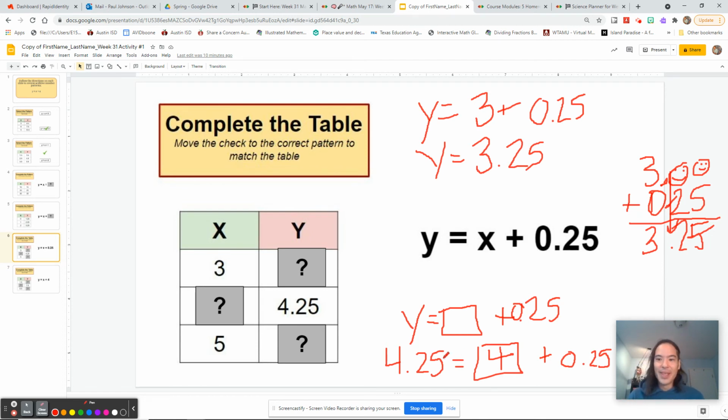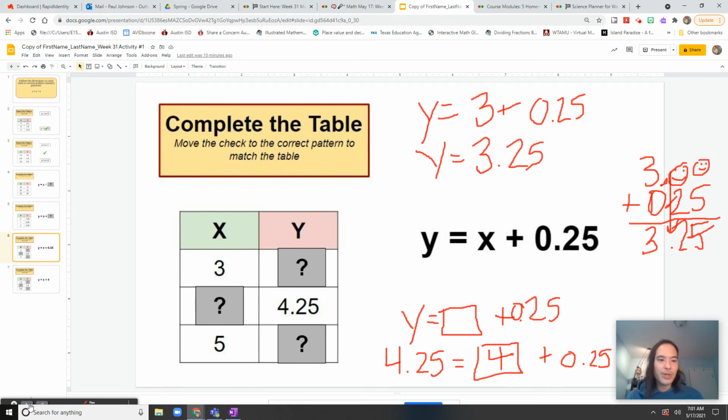All right, so just think about money once again. If you just added a quarter to $4, you'd have $4.25. So if you add a quarter to 5, what are you going to have? If you add 25 hundredths to 5 wholes, what's your answer going to be? All right, so try that one on your own.